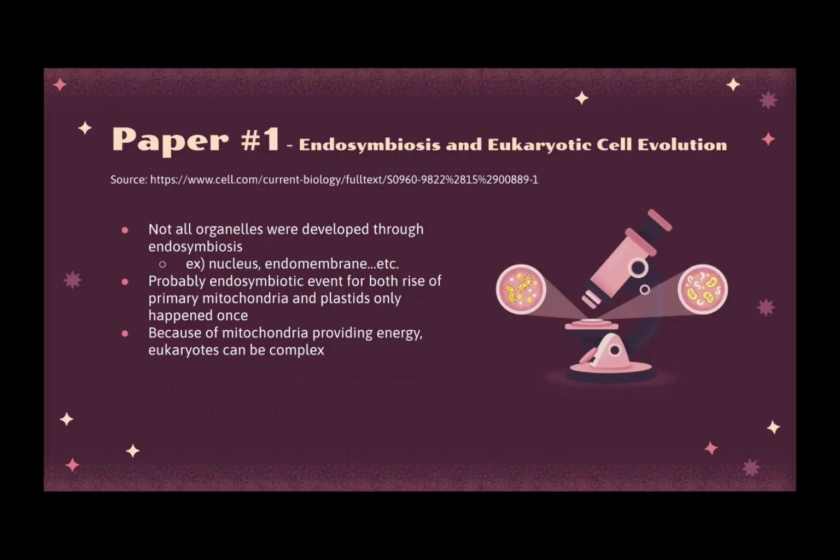Though scientists believe that unlike mitochondria, plastids probably went through secondary and tertiary endosymbiosis events, meaning that another eukaryotic cell engulfed this eukaryotic cell with plastids, leading to further spread of it. And because mitochondria were providing energy, eukaryotes could have this kind of complex system within them, because it requires energy to do that, and the mitochondria were able to provide it through energy synthesis.